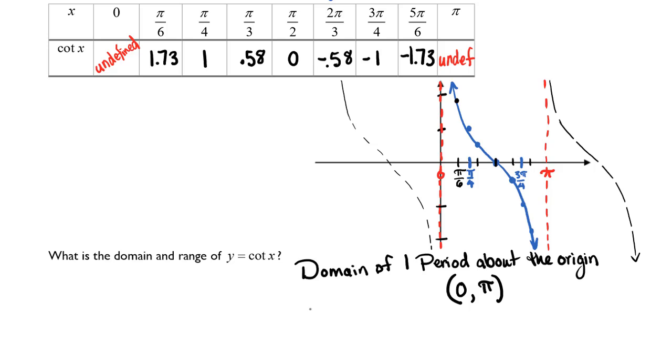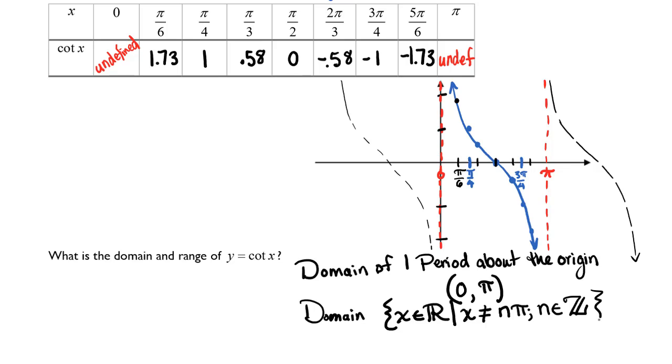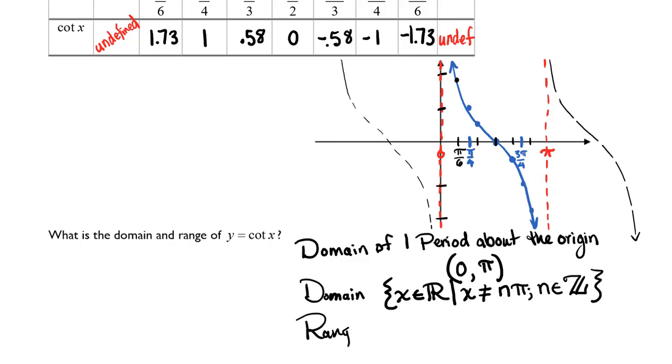But let's say we wanted to be more precise. We could say the domain is the set of numbers where x is in the real numbers, so it's all real numbers except for, or such that, x cannot equal n pi, where n is an element of the integers. So this would throw out any multiples of pi, including 0, which is what we want here because we have a vertical asymptote at 0. Now let's look at the range. The range is from negative infinity to infinity.